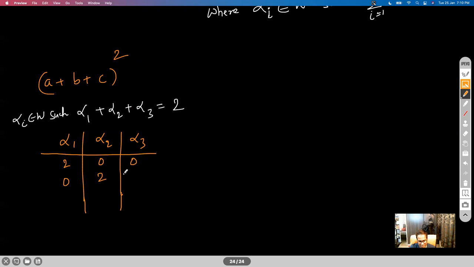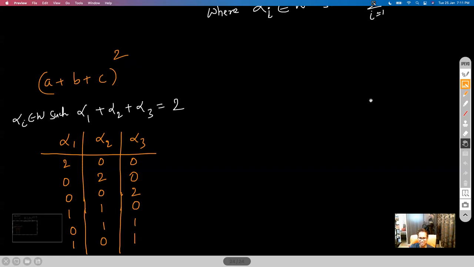Let's go step by step. Then 0, 0, 2, then 1, 1, 0, then, let me write it like this, 0, 1, 1, and then the last combination will be 1, 0, 1. Is it fine? Is there any other possibility? No possibility? Okay.